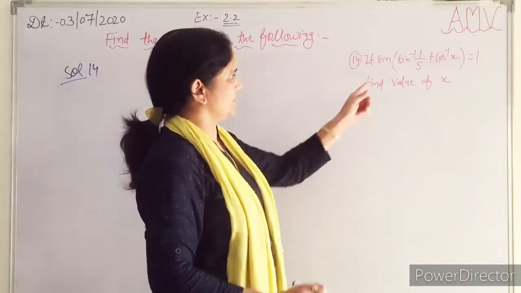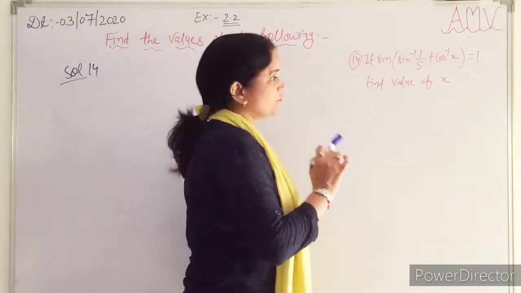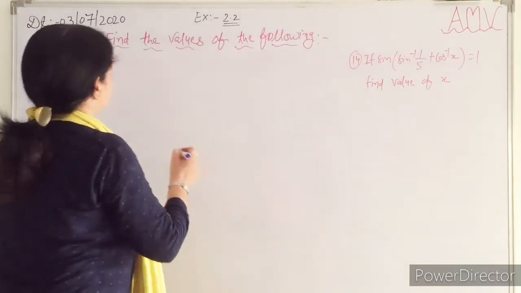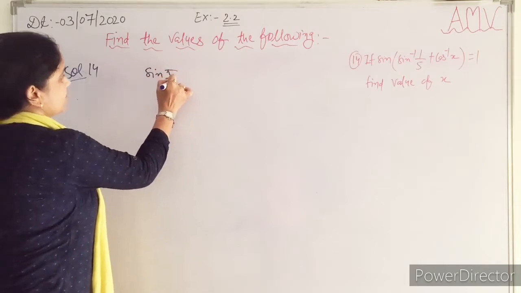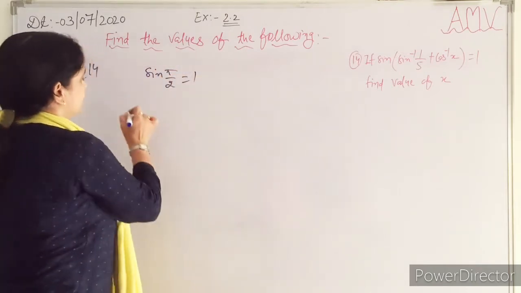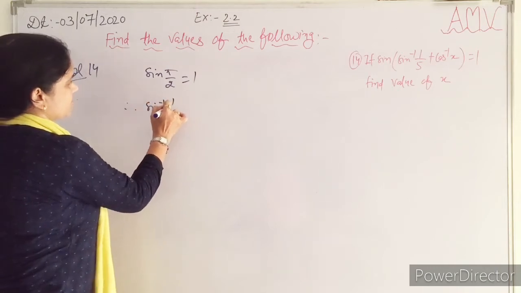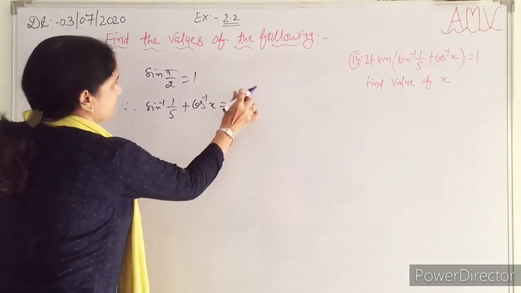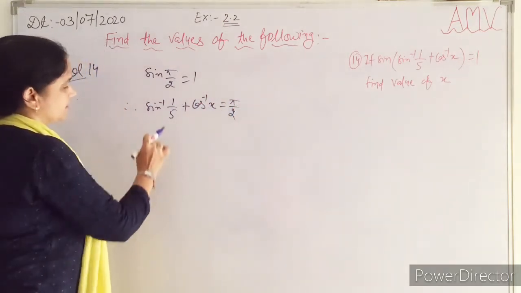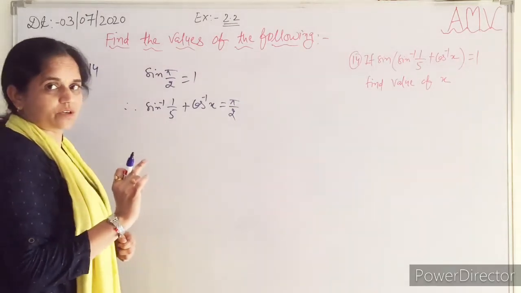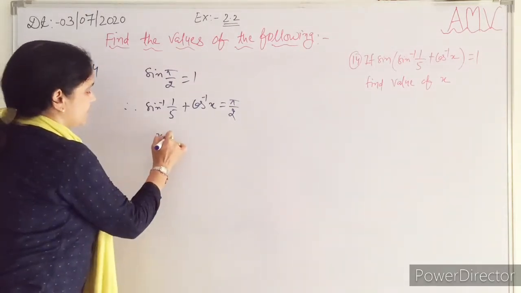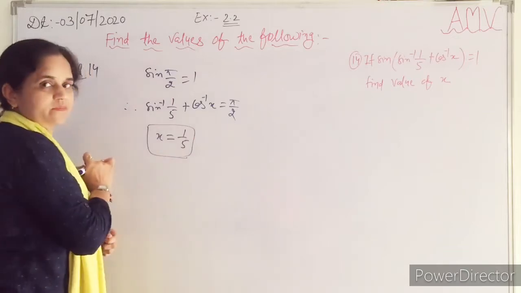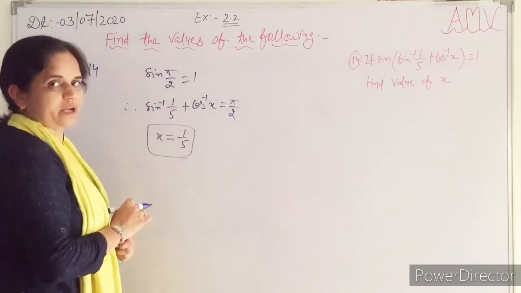For the next question, it's sin inverse 1 upon 5 plus cos inverse x is equal to 1. Find the value of x. So, students, we know that sin pi by 2 is equal to 1. So sin inverse 1 upon 5 plus cos inverse x must be equal to pi by 2. And sin inverse x plus cos inverse x is equal to pi by 2. So here x must be equal to 1 by 5.